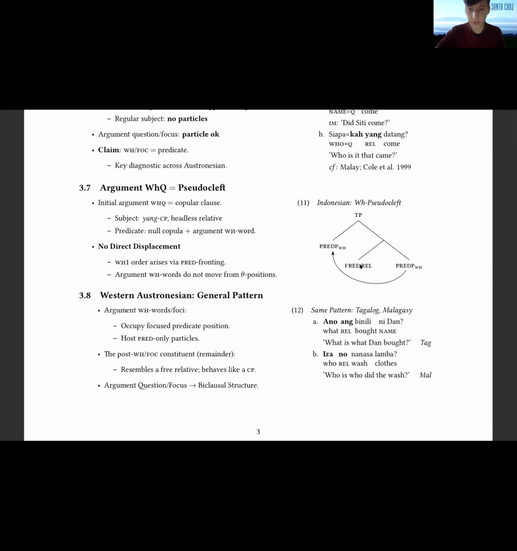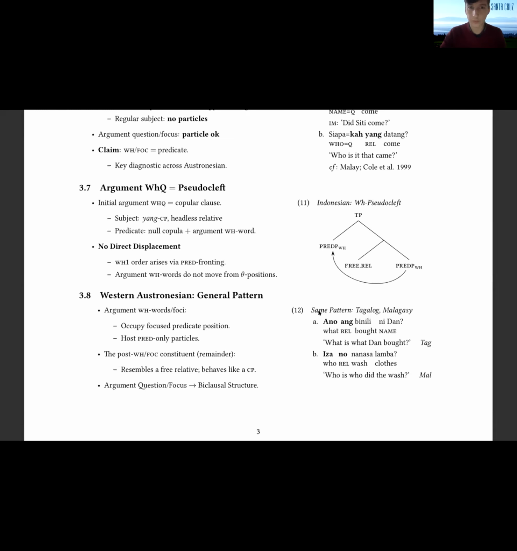You have a free relative, that's the subject. Here you can see my cursor. The WH word is part of a predicate phrase, and it is moving to an initial position as an operation of predicate fronting. So this is not movement of a WH word from a thematic position, it's predicate fronting in a copular clause. So that's an argument, that's a WH pseudocleft in Indonesian.